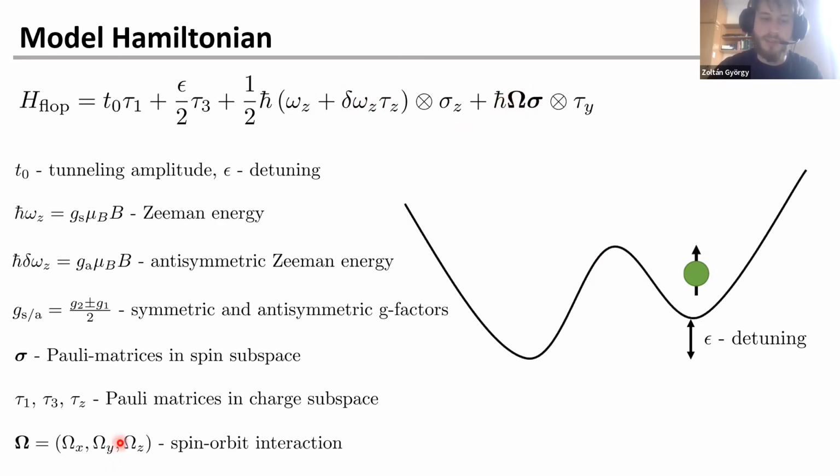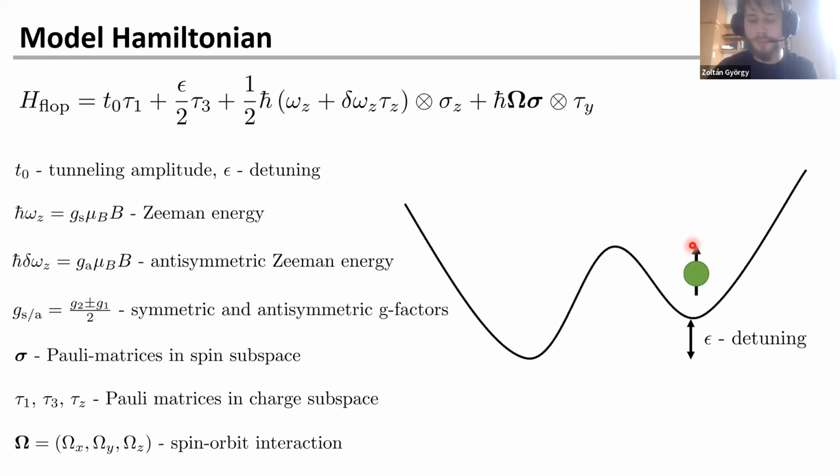It has an x, y, and z component. This sigma vector is formed by sigma x, sigma y, sigma z Pauli operators that act on the spin subspace, while these tau y, tau 3, tau 1, tau z matrices are also Pauli matrices, but they act on charge subspace. Spin subspace means that the basis states of that subspace are the spin down and spin up states, while the basis states of the charge subspace are the states that mean the electron is in the left dot or in the right dot.